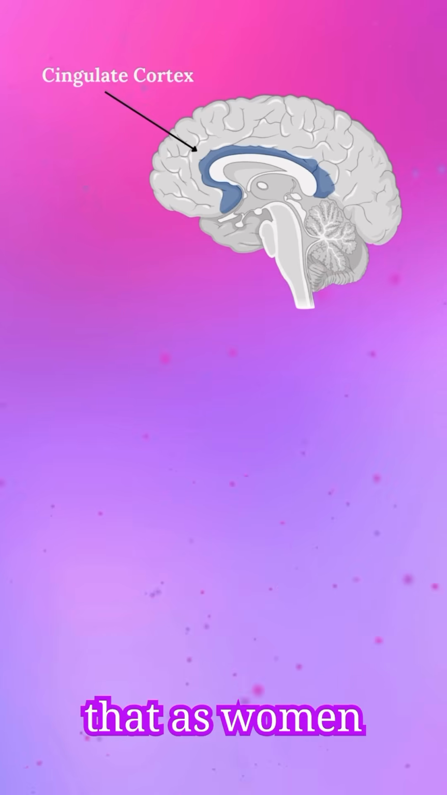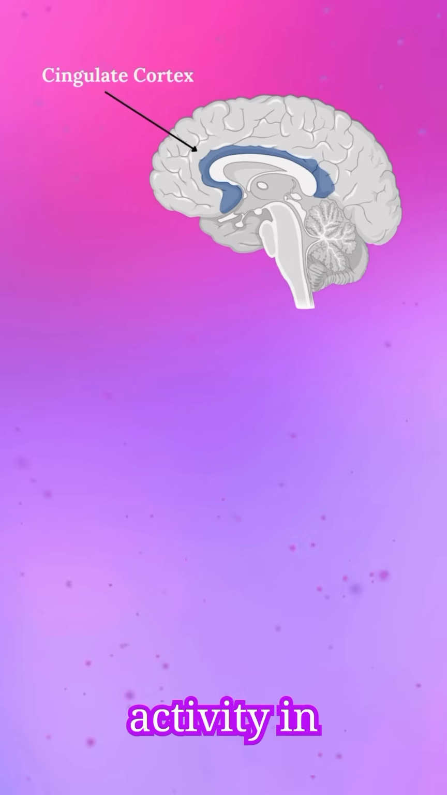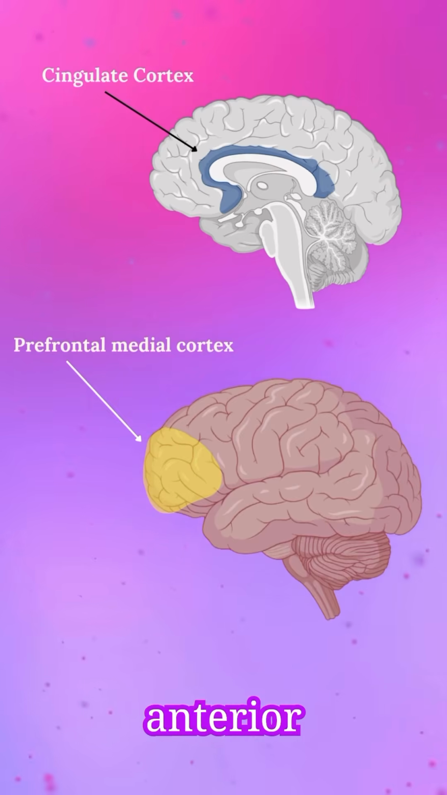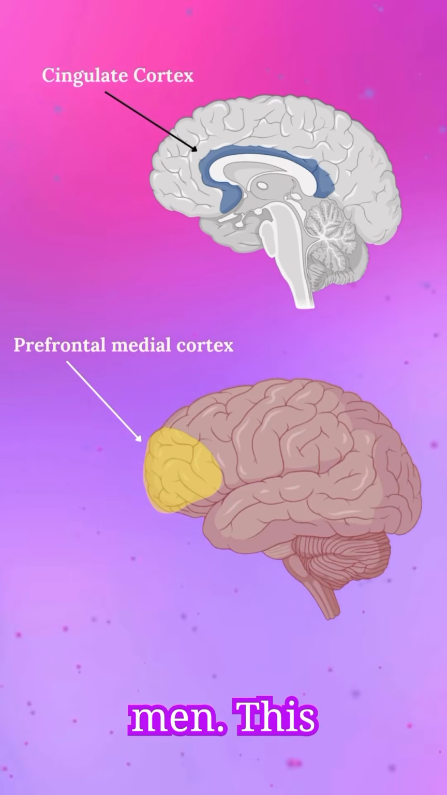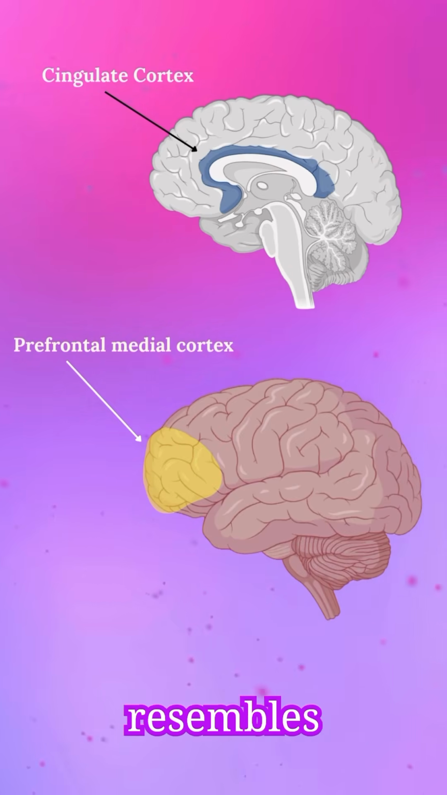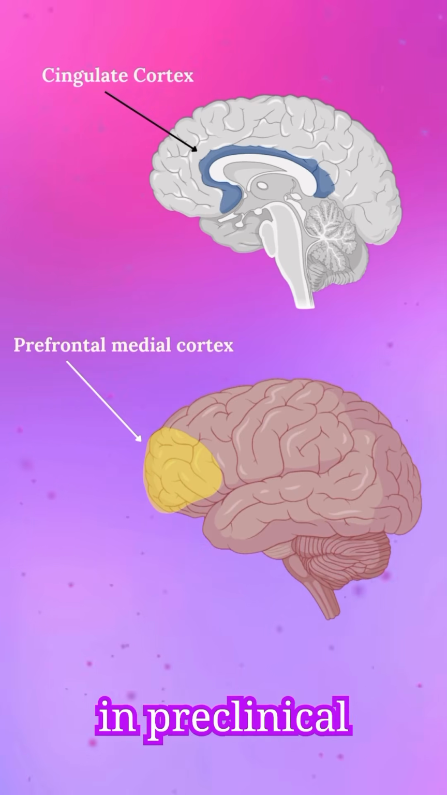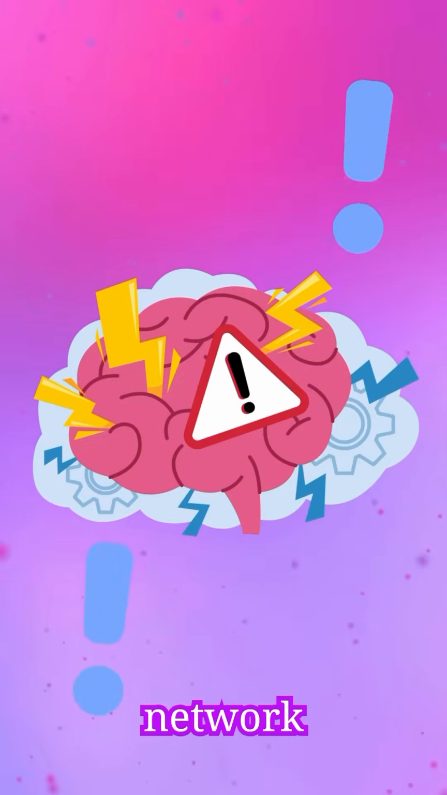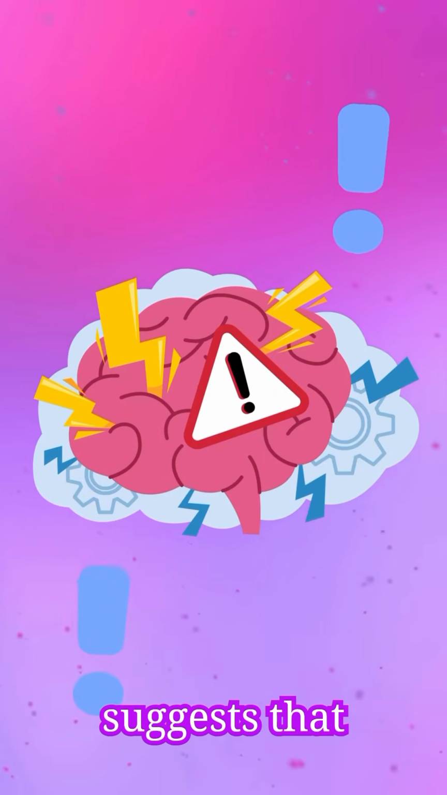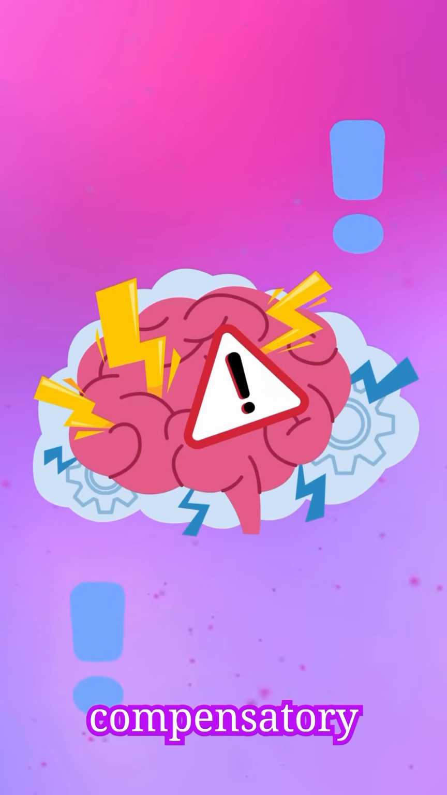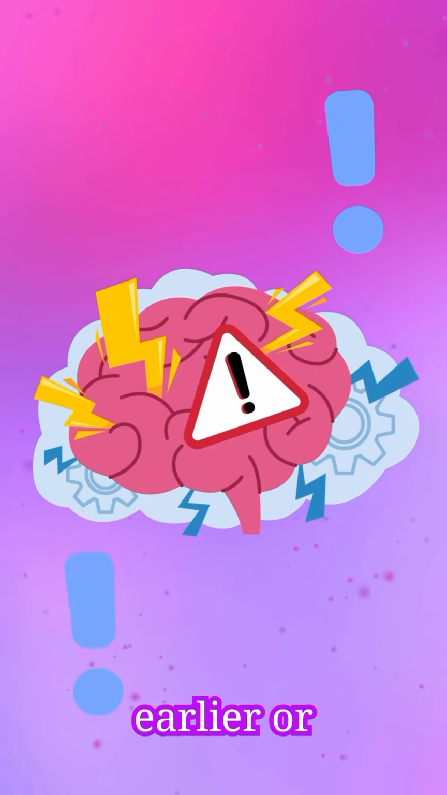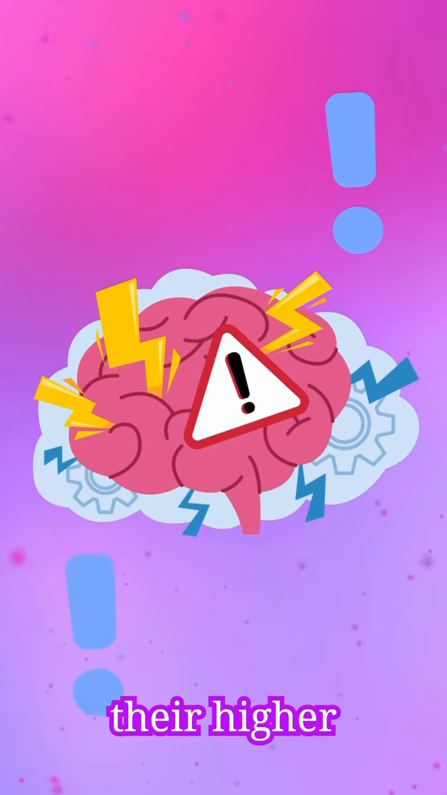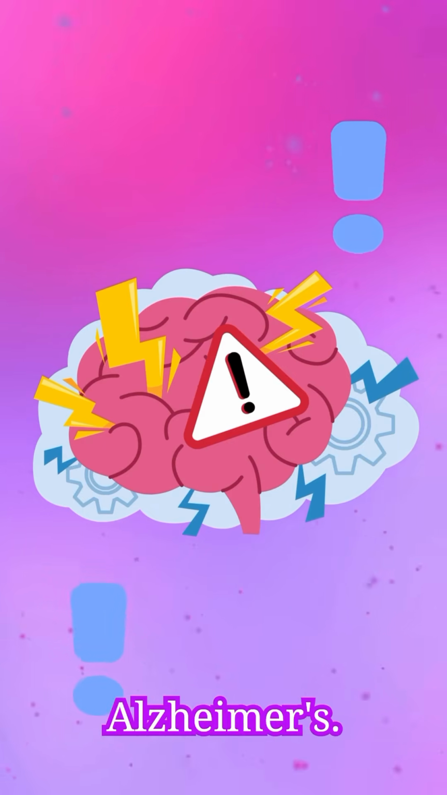One study found that as women age, their DMN shows increased activity in the posterior regions and decreased connectivity in the anterior regions compared to men. This hyperconnectivity in women resembles patterns seen in preclinical Alzheimer's disease and is often interpreted as a response to network stress. This suggests that women's brains may be undergoing compensatory changes earlier or more intensely than men's, which could contribute to their higher risk of developing Alzheimer's.